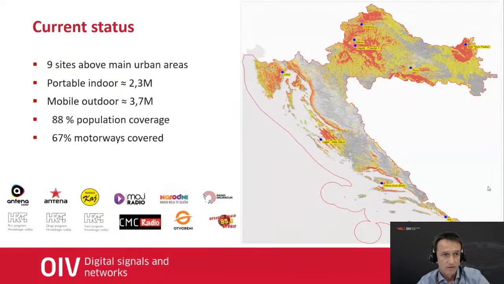What's the current status? Now we are some 3.5 years from the trial start. Every year we extended the network, and now we have some 9 sites operational. Coverage, some 88% of the population is covered now, and 67% of the motorways. Currently we have 12 programs within the ensemble, and 2 of them are digital only programs.